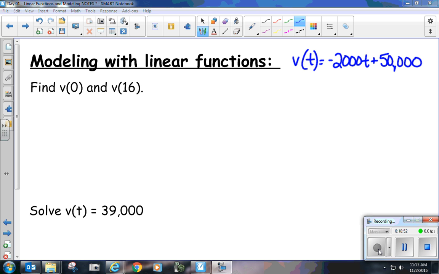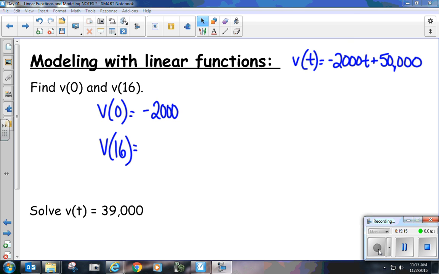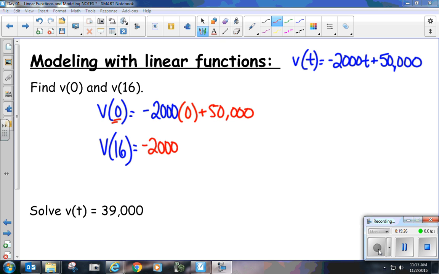So they want us to find v of 0 and v of 16. Well, we put the 0 in for t and the 16 in for t. So what are we going to do? Don't you just substitute for t? Yes, you do. What do you put in for t? 0. This goes in for t, plus 50,000. And the second one is negative 2,000 times 16, because this is now going in for t, plus 50,000. So what's v of 0 going to equal? 50,000. Right, this will become 0, because anything times 0 is 0, plus 50,000.